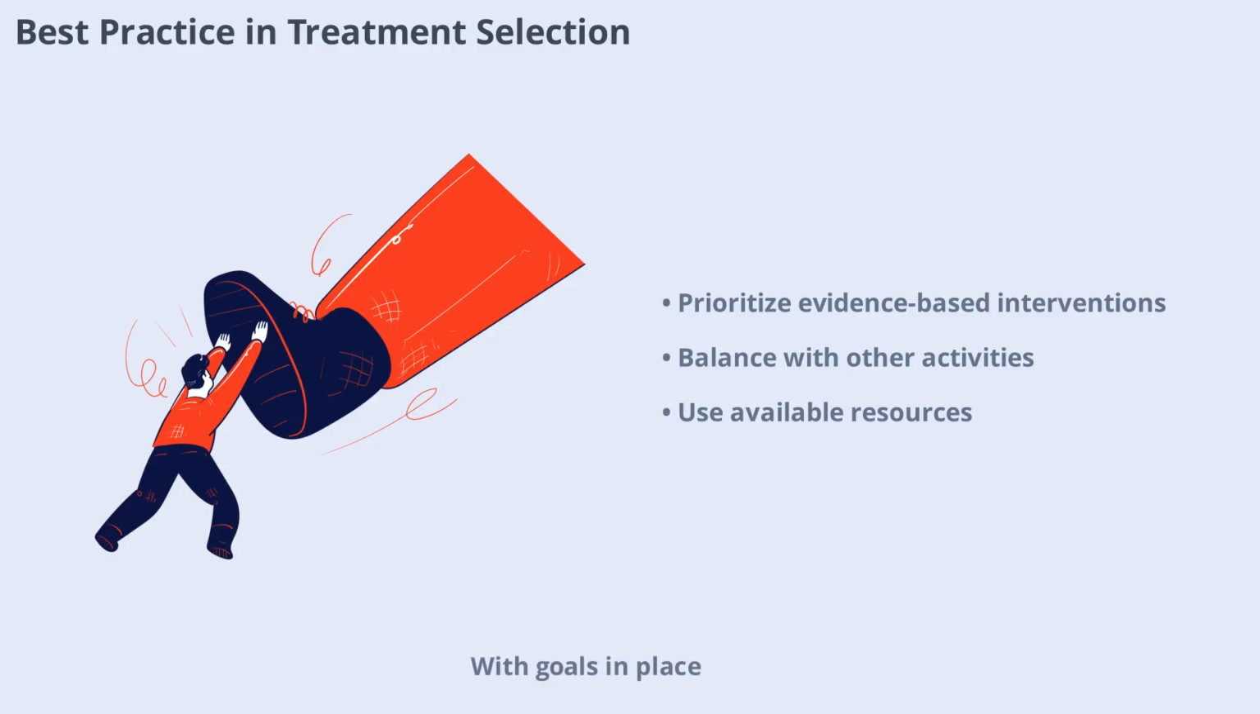With goals in place, the next step is to select the most effective treatments. Best practice means prioritizing interventions supported by the highest levels of scientific evidence, while also considering available resources and the therapist's own expertise. It's important to balance physical therapy with other patient activities, ensuring that interventions are both practical and sustainable. This evidence-based approach helps maximize the benefits of therapy and supports continuous improvement in patient care.